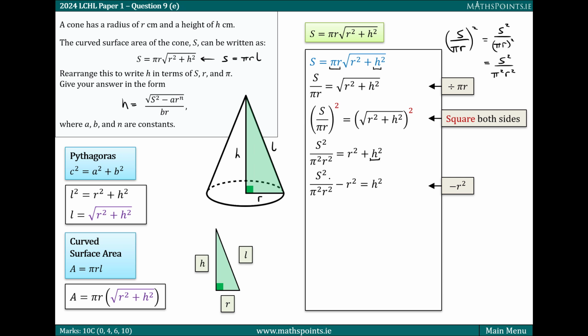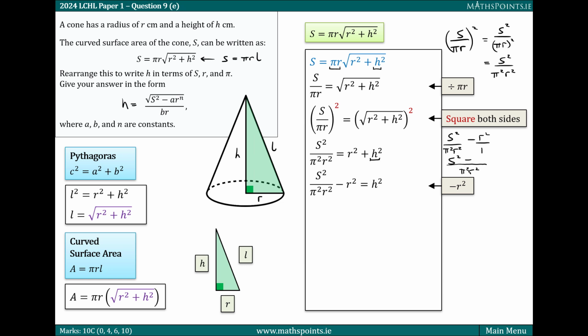h squared. I'm going to tidy up this fraction on the left hand side by finding a common denominator. So we might just do this over on the side here. This is s squared over pi squared r squared minus r squared over 1. So if we have a common denominator that's pi squared r squared, well, clearly pi squared r squared goes into pi squared r squared one time, so that's just going to remain s squared on the top.